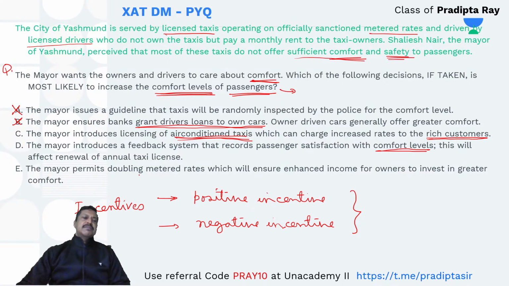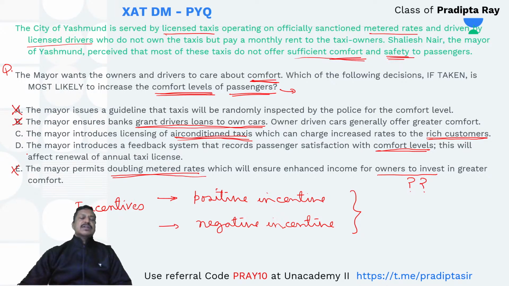Now E, the mayor permits doubling metered rates, which will ensure enhanced income for owners to invest in greater comfort. So this is a one-sided game. Doubling meter rates means passengers are shelling out more money, right? And what is the guarantee that the owner will invest for greater comfort? Doubling of the meter rate does not mean that the owner will invest, right? So this also can be ruled out.